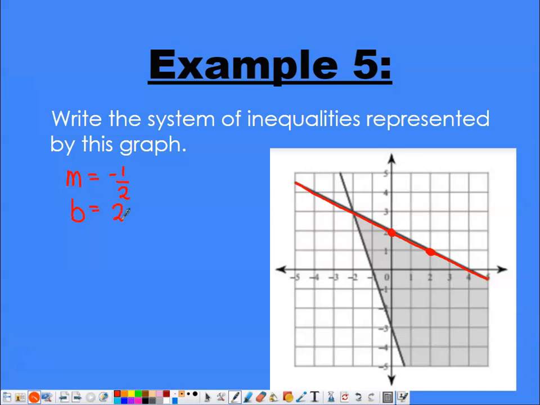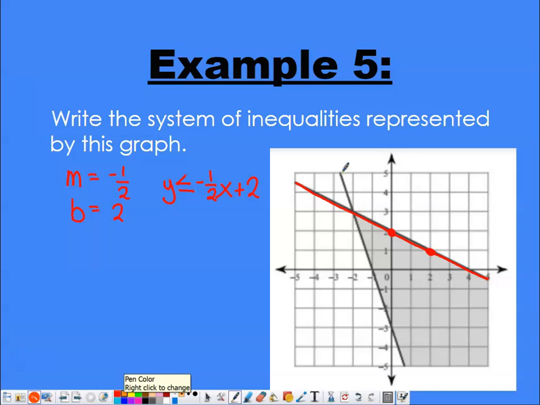So our inequality is y, and we don't know what the inequality is yet. So you have negative 1/2 x plus 2. Look at the shading, look at your line. It's shaded below. It is a solid line, so that is going to be less than or equal to. Let's go ahead and figure out that next line.